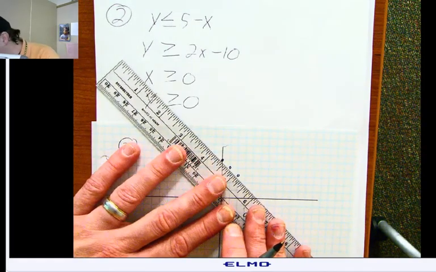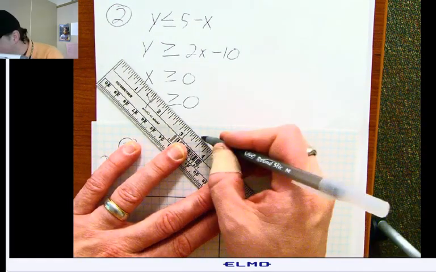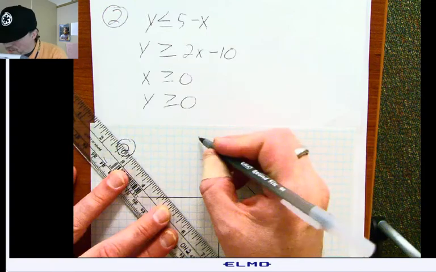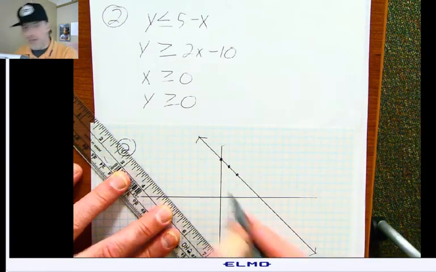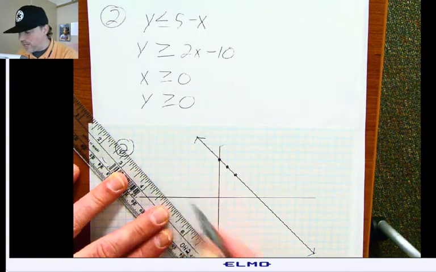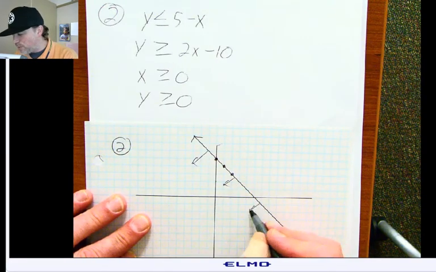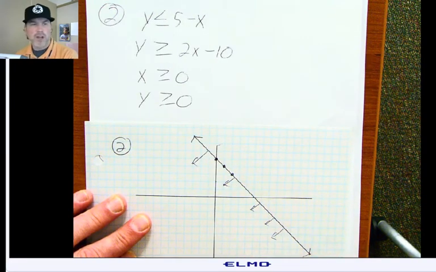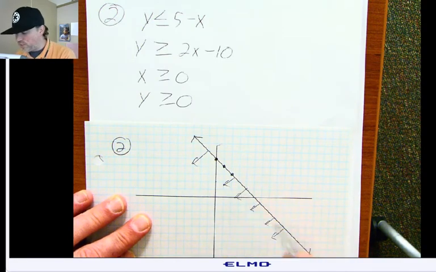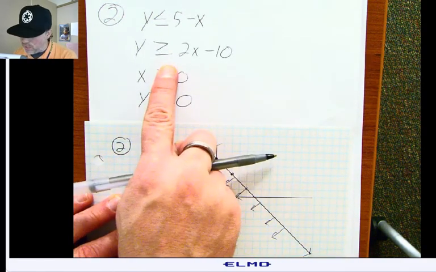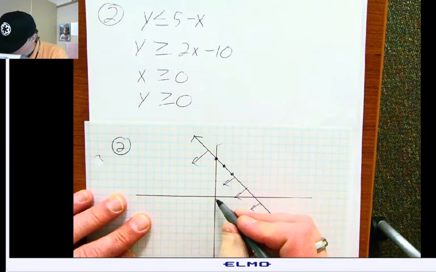Connect with a solid line. And then it says less than, which means shading is going to go less than under this graph. But instead of doing shading, I'm actually just going to draw some arrows to remind myself I should be shading below this graph. Next one, 2x minus 10.